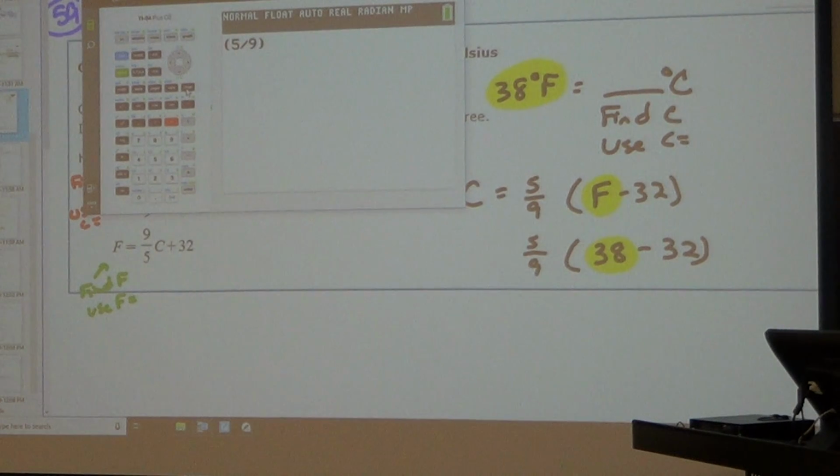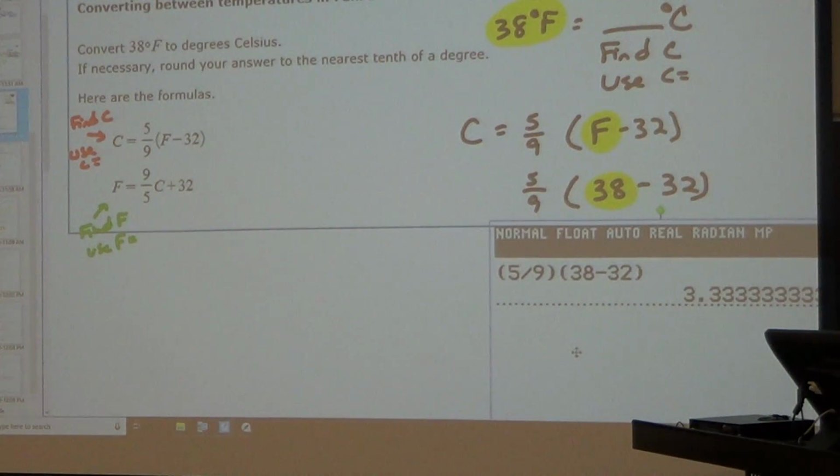Now, 38 minus 32 are in parentheses, and that's what the formula tells me to do, so I have to do what the formula tells me to do. There's my answer. It says round to the nearest tenth of a degree. So 3.3 degrees Celsius. So if somebody in America says, oh, it's 38 degrees today, that would be the same as 3.3 degrees in England.